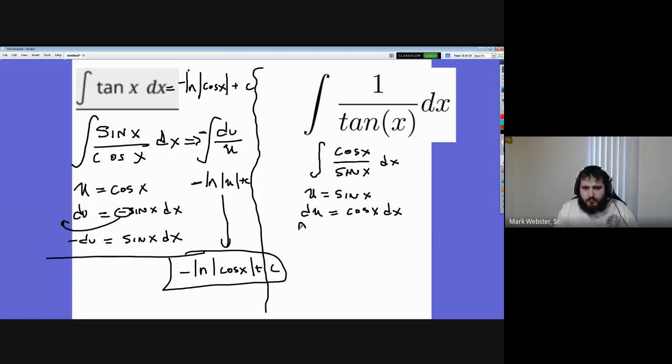I'm going to replace cosine x dx, I put du in its place. Sine x, I put u in its place. Well, this is just natural log of u plus c. Then I'm just going to plug it back in. What was u? Sine of x.